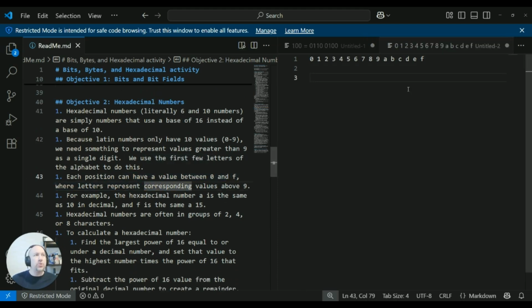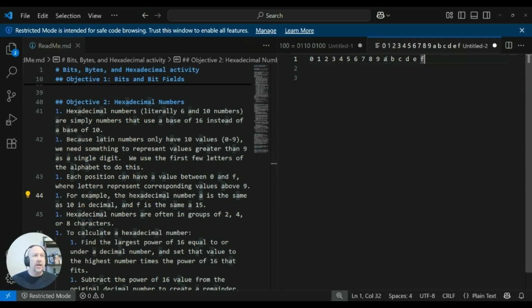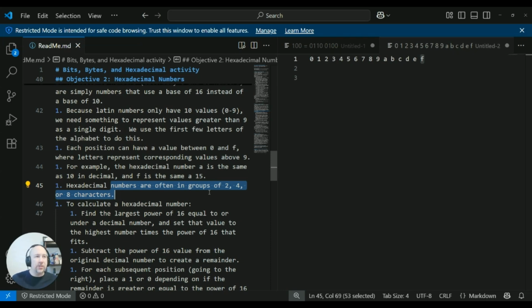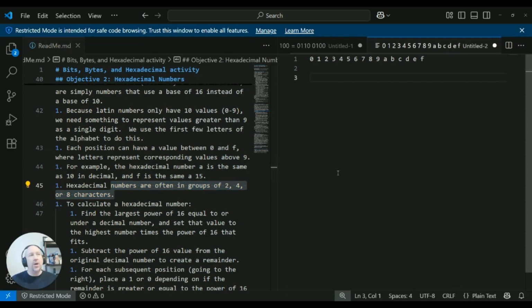Each position has a value between 0 and F. Again, A is the same as the number 10, and F is the same as the number 15. Oftentimes, we'll see hexadecimal numbers grouped into groups of 2, 4, or 8 characters. So maybe AD, or C3, or 1F, or you might see 32C4. Oh, and actually, that's 4. I need one more, let's do 00. Or you might see FC. So groups of 4, groups of 2, groups of 1. These are common ways to see hexadecimal numbers represented.